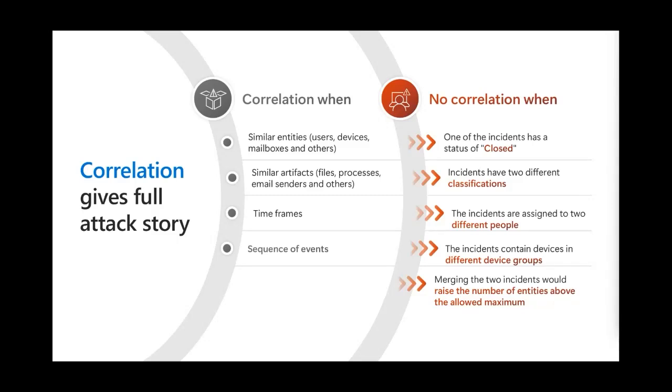If the incidents have different classifications, so one is classified as true positive and the other one as false positive, then we will also not merge automatically. And if the merging would cause the result to exceed the allowed maximum number of entities, in that case, of course, we will also not merge. And the last reason is when the two incidents contain devices in different device groups, we will also not merge, but you have to configure this one.